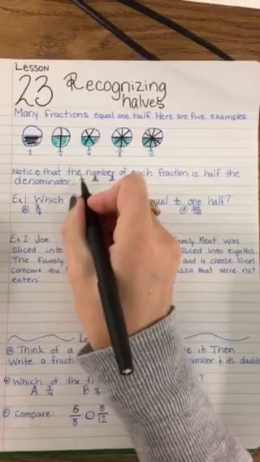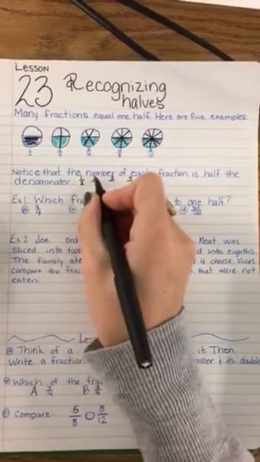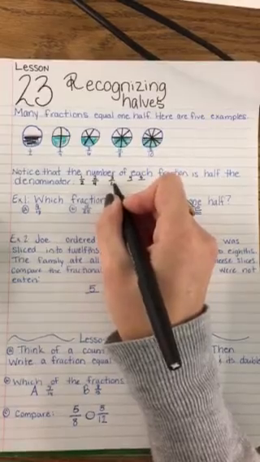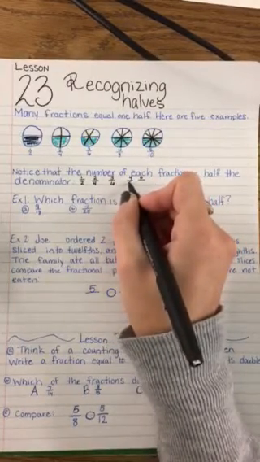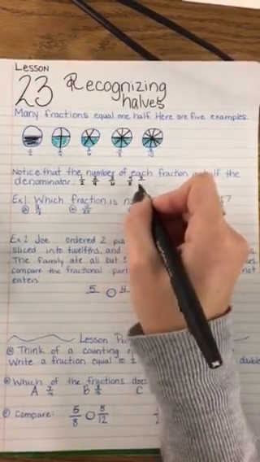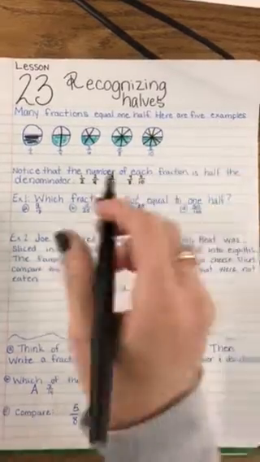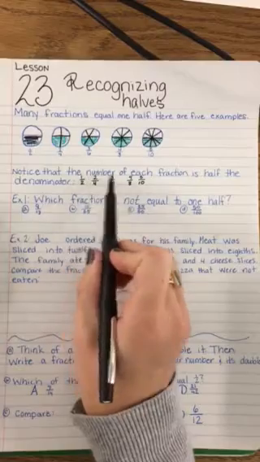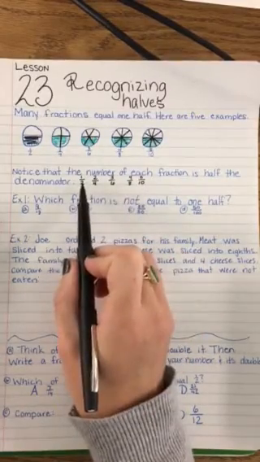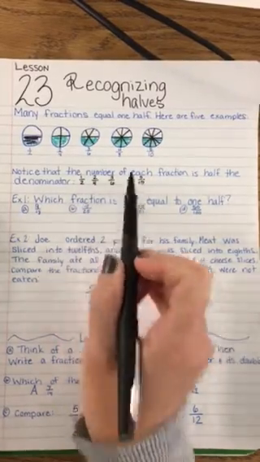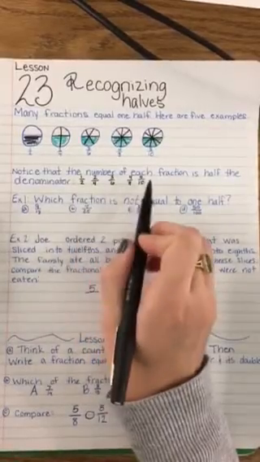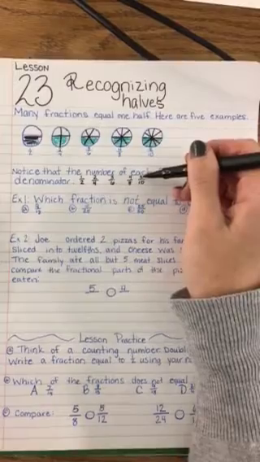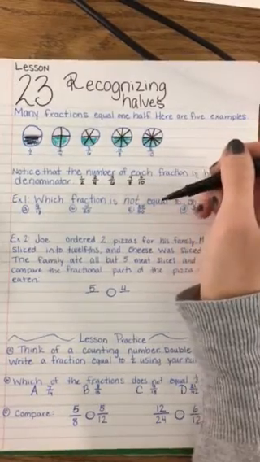And so what's 1 plus 1? 2. What's 2 plus 2? 4. What's 3 plus 3? 6. What's 4 plus 4? 8. What's 5 plus 5? 10. In this particular example, it's going up by ones on the top, 1, 2, 3, 4, 5, and it's going up by twos on the bottom, 2, 4, 6, 8, 10. All of these fractions equal half, because the top, the numerator, is half of the denominator.